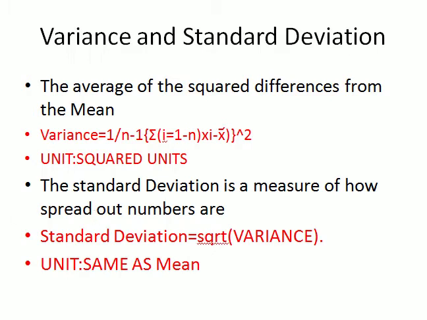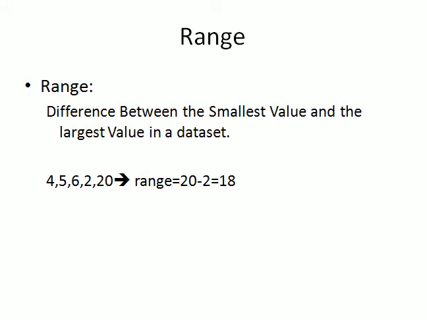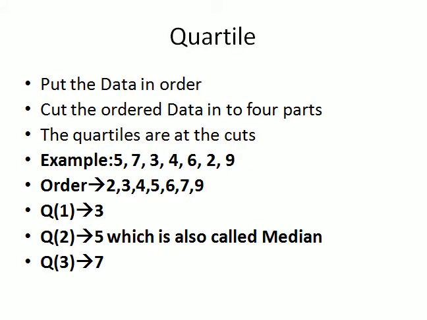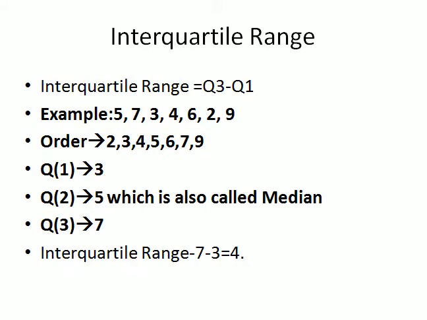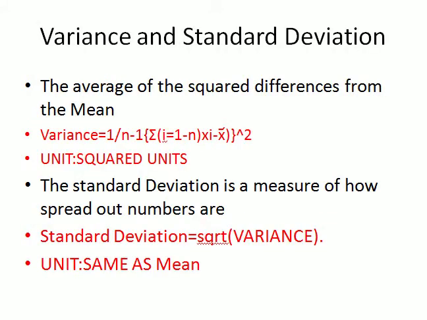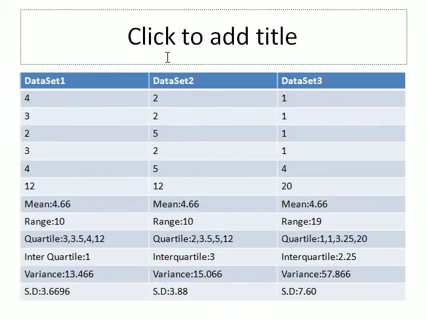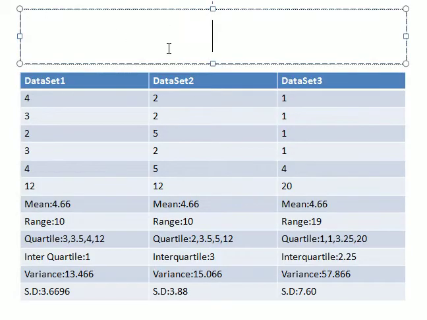Comparatively, range has more susceptibilities, and quartiles can sometimes be used. Quartile and interquartile range also have susceptibilities, whereas variance and standard deviation are both the same. Of course, with respect to the units, we mostly use the standard deviation for real world applications.